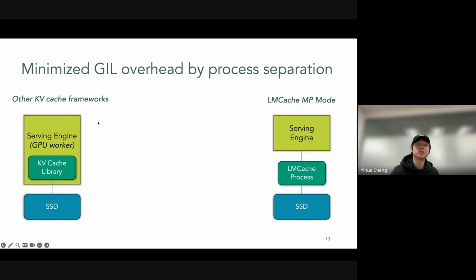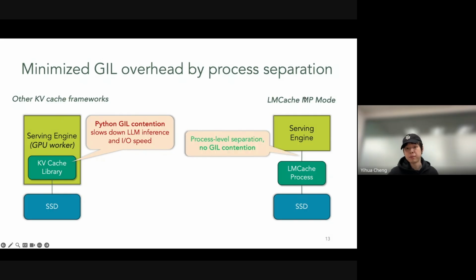As many people know, Python's performance is not good, partly because there is a global interpreter lock, aka the GIL. If we want to do multi-threading, different threads will have contention on this GIL, slowing down other threads. And in other KV cache frameworks, since they run as a library inside the serving engine, this Python GIL contention will slow down both the LLM inference and the IO speed.